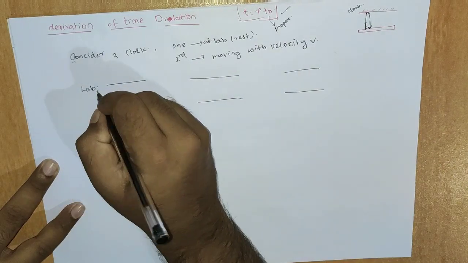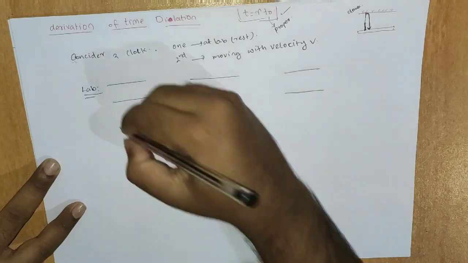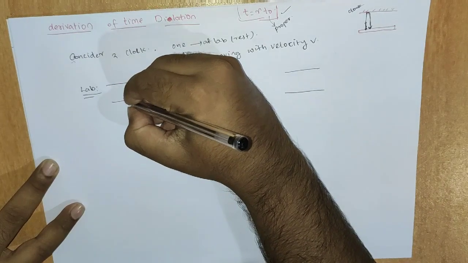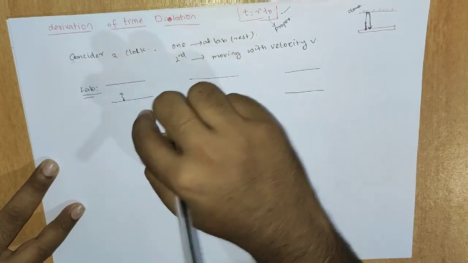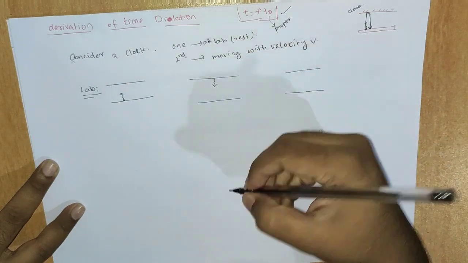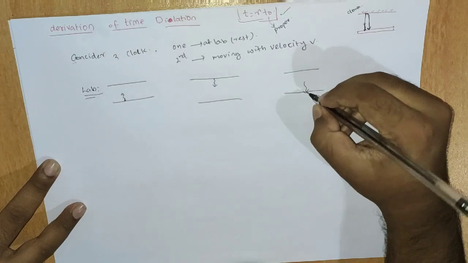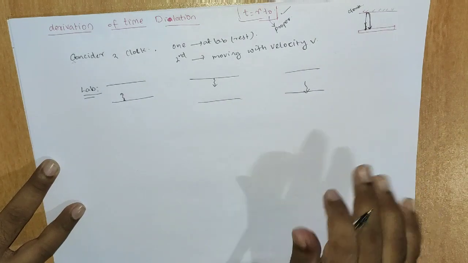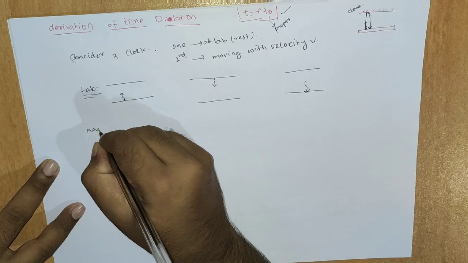At lab, I mean it's at rest, clock pulse light pulse is started from here and hits and starts to come back and reach here. This is one clock pulse. Now moving frame.